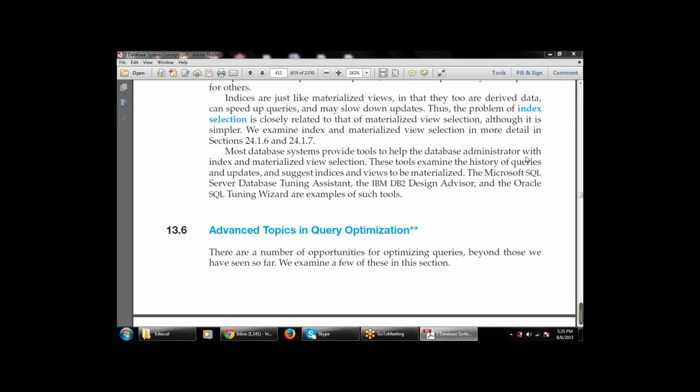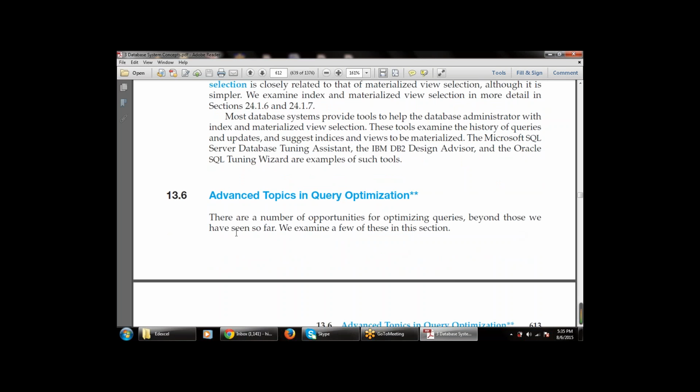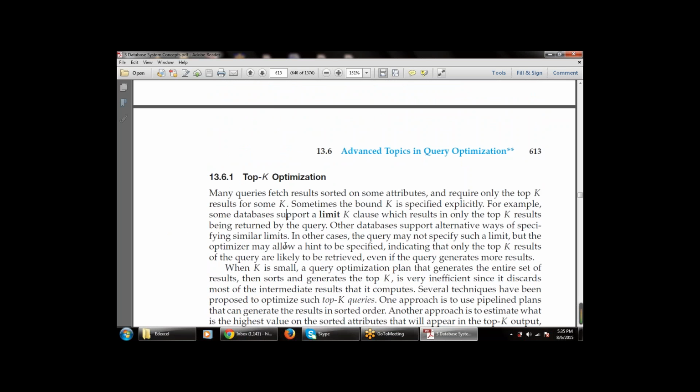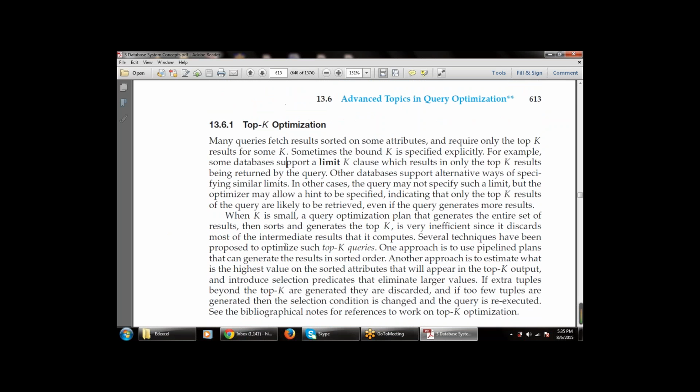So next are the advanced topics in query optimization, that is, what are the various advanced topics available in query optimization. There are many opportunities for optimizing queries beyond those covered so far. First is top-K optimization, that is, there is a limit. Many queries fetch results sorted on some attributes and require only the top K results, for some K. So top-K optimization means executing the query and getting only the first top records.